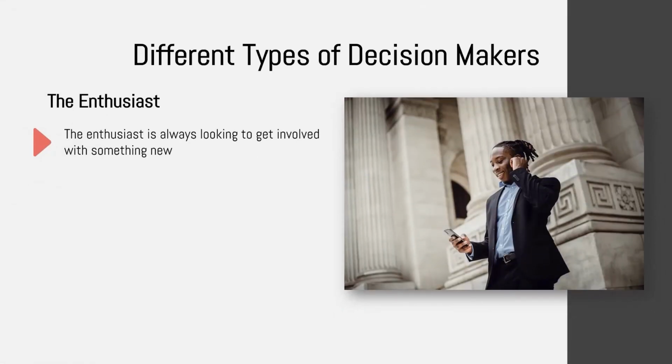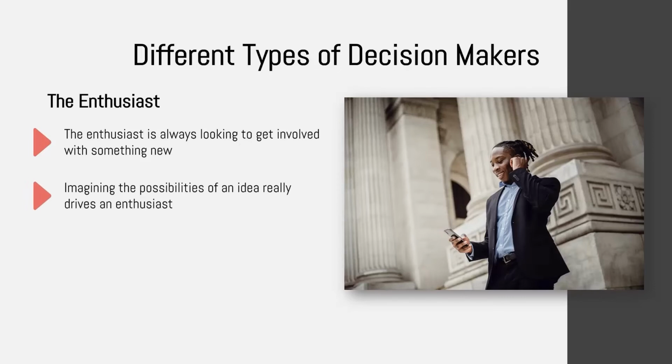The enthusiast. The enthusiast is always looking to get involved with something new. They look on new ideas enthusiastically and make it their mission to find out how the idea can benefit them and those around them. Enthusiasts like innovative ideas and have no problem with revolutionary thinking.